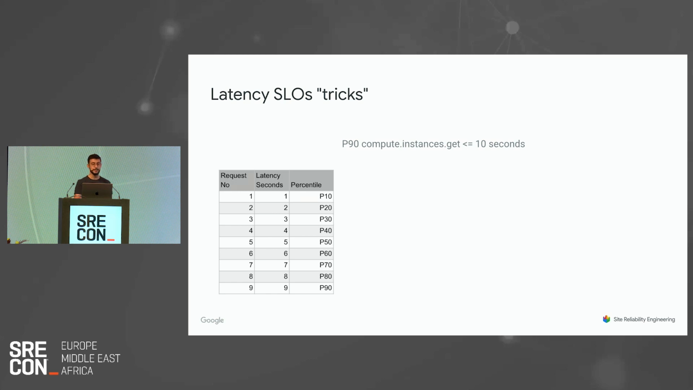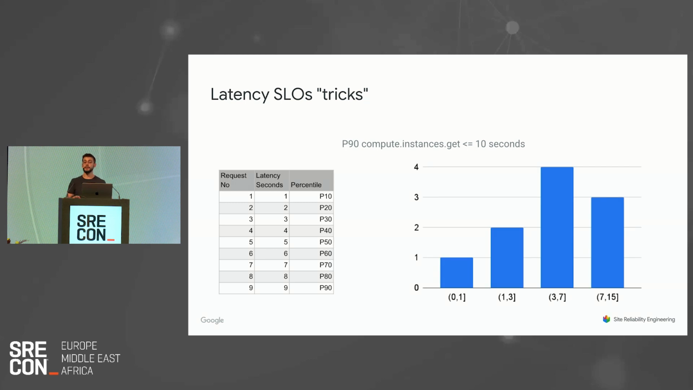Let's talk about latency and some tricks for it. An example of a typical latency SLO is that the 90th percentile for compute instances get should be equal or less than 10 seconds. Let's imagine that our system has received 9 requests with latency times going from 1 to 9. All our percentiles will match the latency. However, by default, your typical monitoring system stores latency entries in histogram buckets.